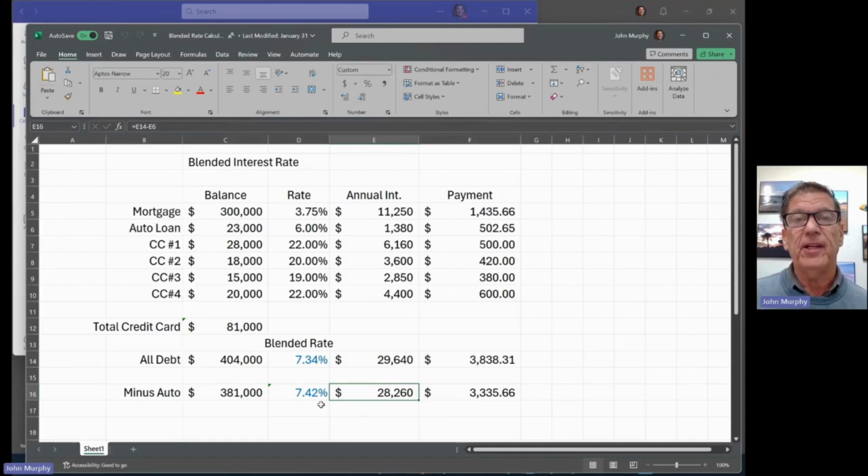So again, if you would like a copy of this spreadsheet, just let me know. You can put your own numbers in. We'll be happy to help you with that, and we'll walk through your situation if you would like to see what your blended household rate is and see if there's anything you want to do about it.